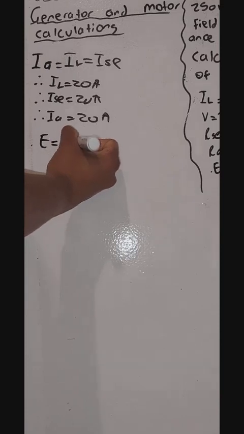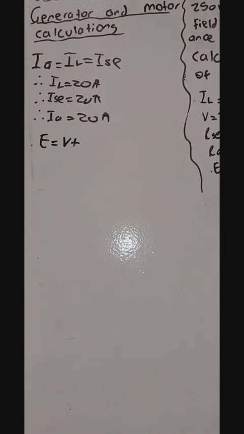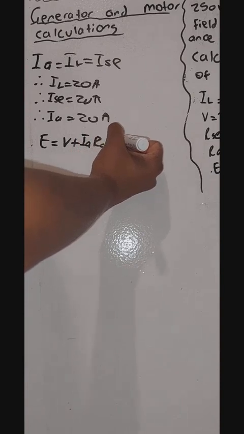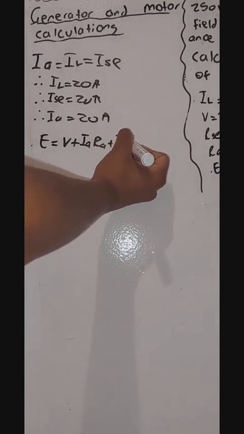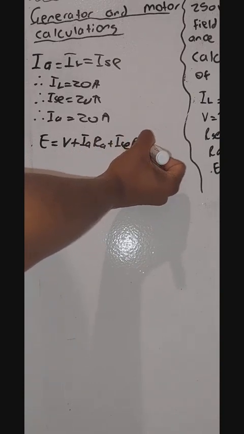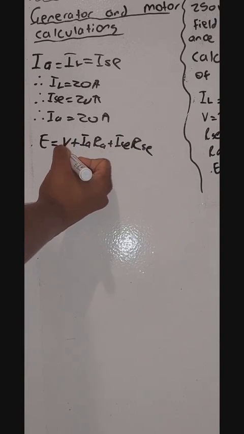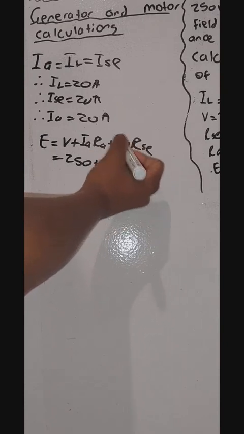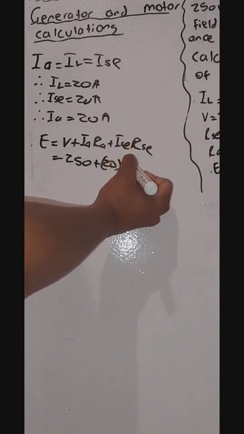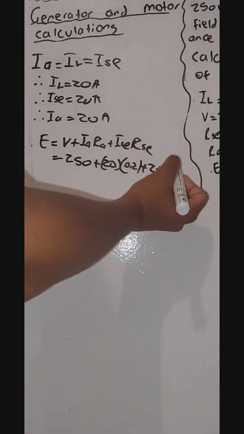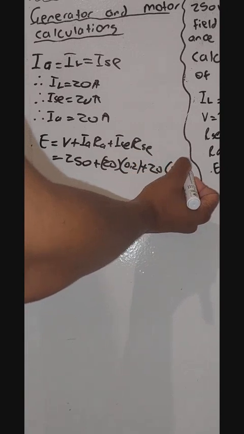E is equal to V plus IA RA plus ISE RSE. Are we given the voltage? Yes, we were given a voltage of 250. 20 times RA. What was RA? It was given as 0,2, plus ISE, which is also 20, times RSE, which was 0,1.